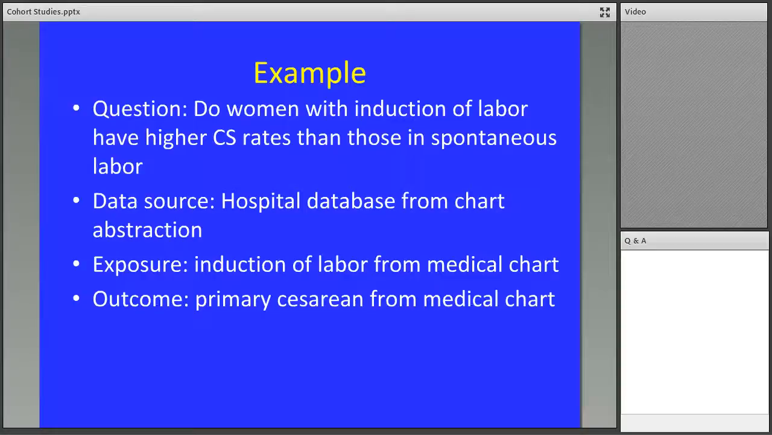Okay, next one. Do women with an induction of labor have a higher cesarean rate than those in spontaneous labor? A hospital database from chart extraction is your data source. Your exposure is induction of labor from the medical chart, and your outcome is primary cesarean from the medical chart. And this one's a little bit harder. So what do people think of this one?